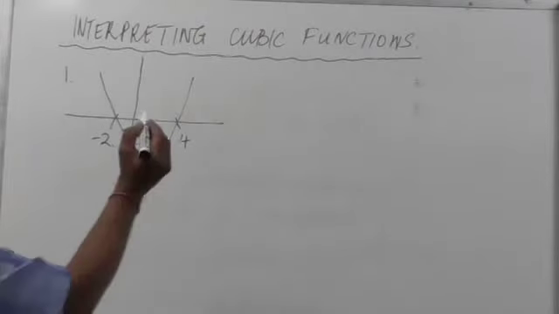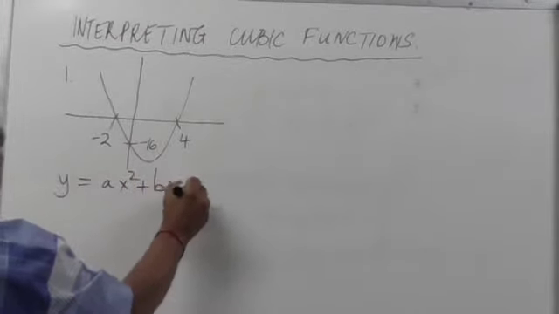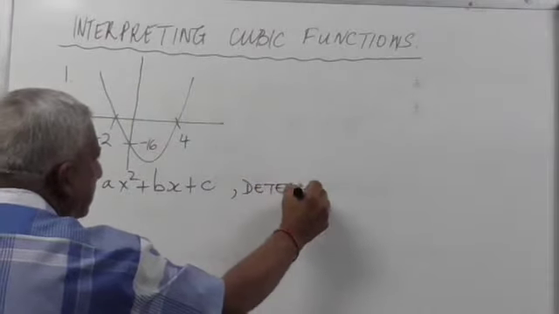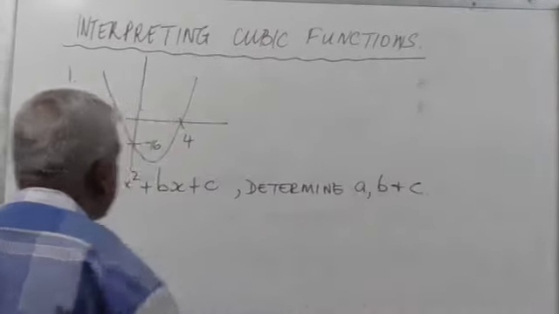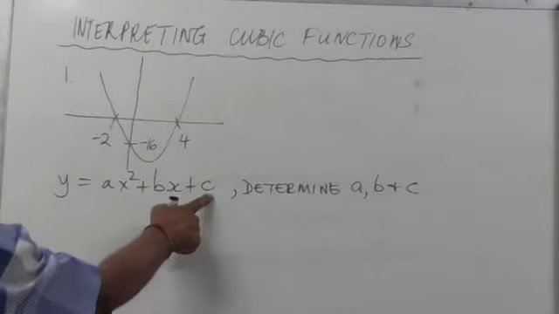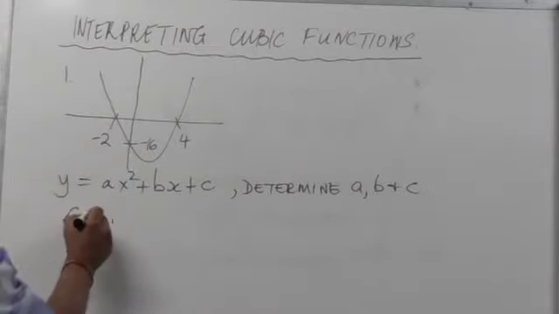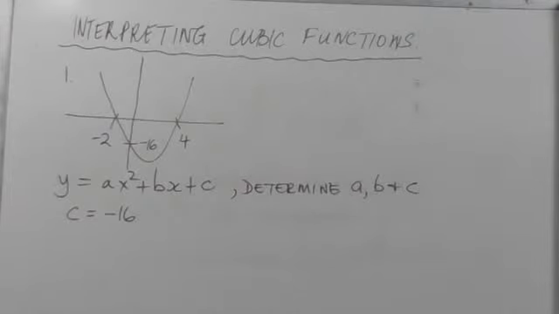Now, suppose we say determine A, B, and C. Well, if you look at this whole diagram, you've got two choices. You can find C straight away. C is the y-intercept. So you can see the y-intercept is minus 16, therefore you can say C is equal to minus 16. You're finished with that. But now you want to try and find the values of A and B.